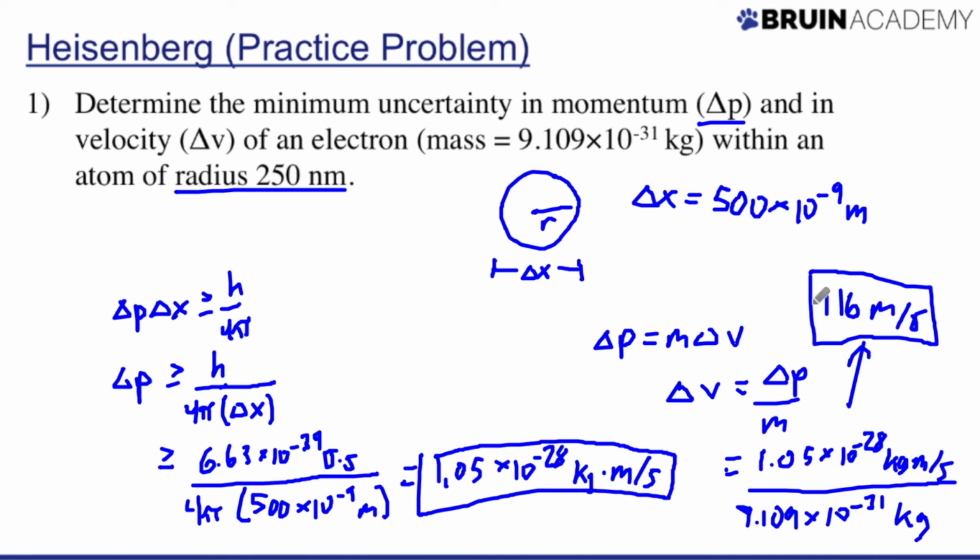So that's the uncertainty in velocity, as you can see. For things that are very small, it's often very difficult to determine their position and velocity well. And here the uncertainty in velocity is very, very large. 116 meters per second is very large. So this is the type of question you might see on your exam. Sometimes instead of the uncertainty in position, they might give you the uncertainty in velocity and ask you to find the radius of the atom. It's just a matter of using this equation for the problem that you're given.